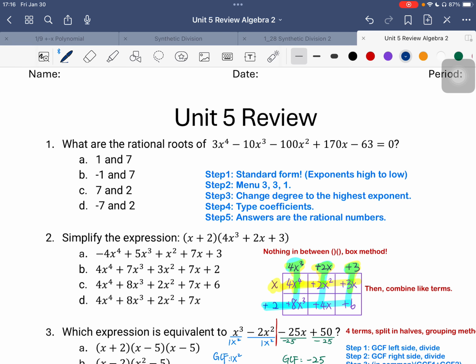Unified test review. Question 1. What are the rational roots of this polynomial?